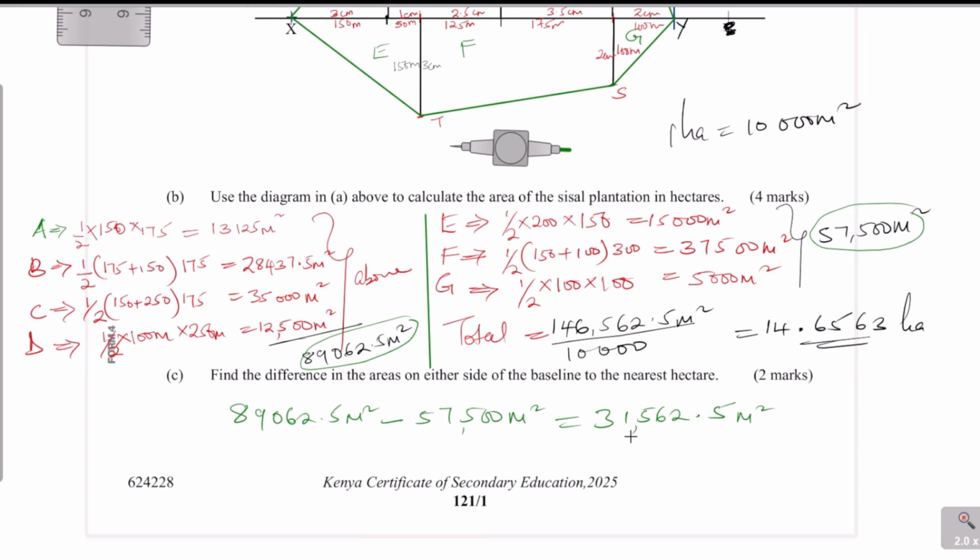So you get the difference, 31,562.5 meters squared. To get hectares, you divide this by 10,000, and remember we are giving the answer to the nearest hectare. When you divide, this will give 3.1565. Now to the nearest hectare, this will be approximately 3 hectares, because the digit after is a 1, so you round downwards. So that is how you're supposed to solve that question.